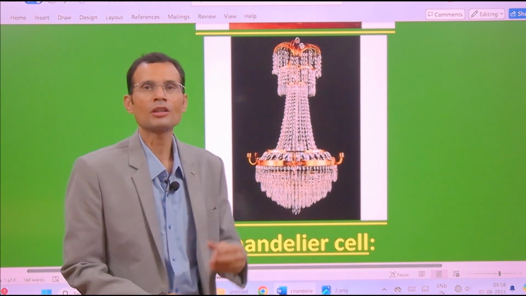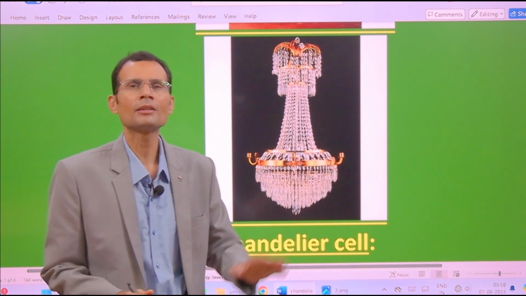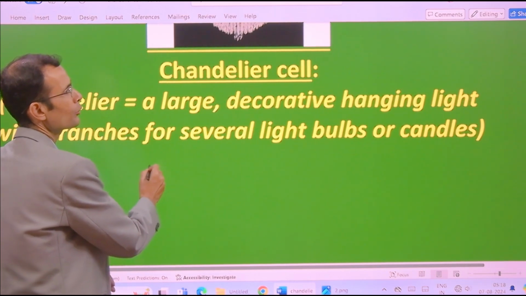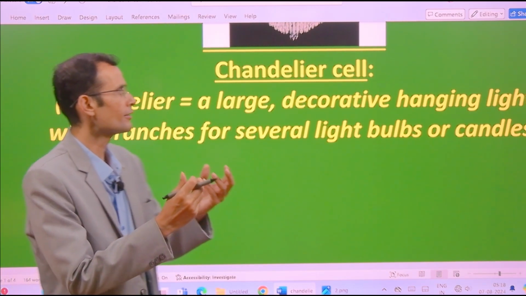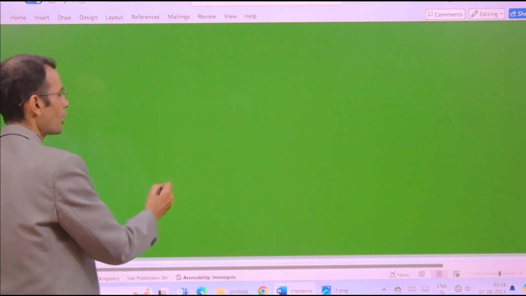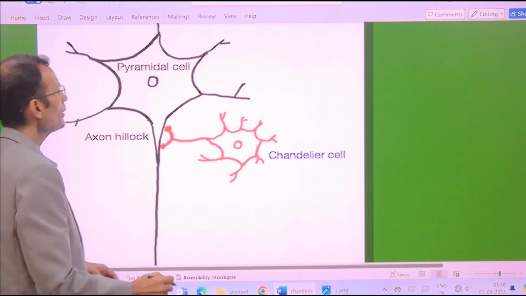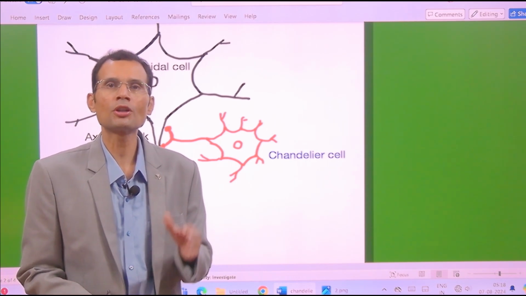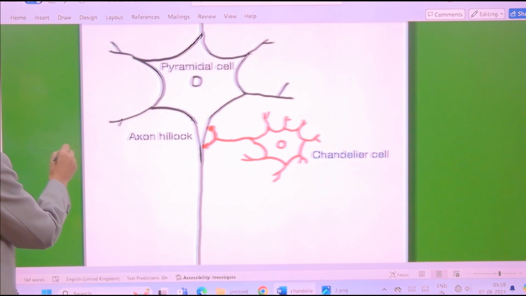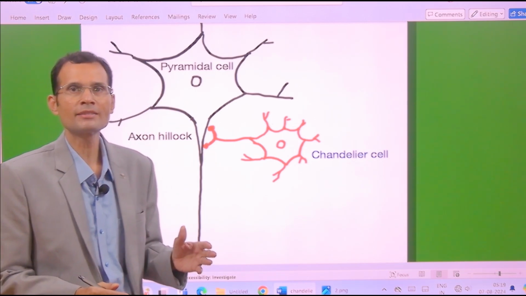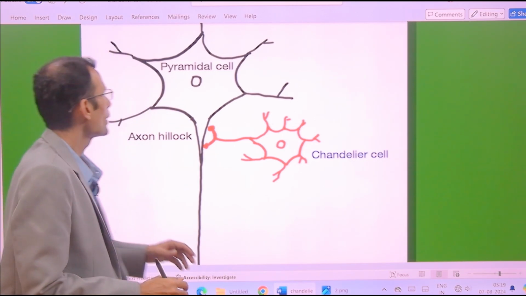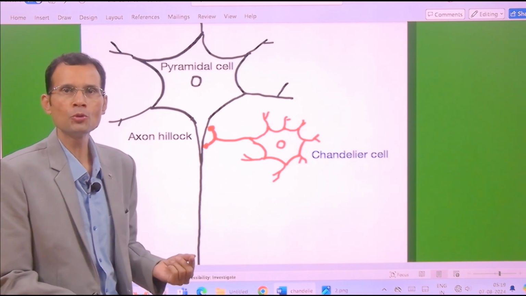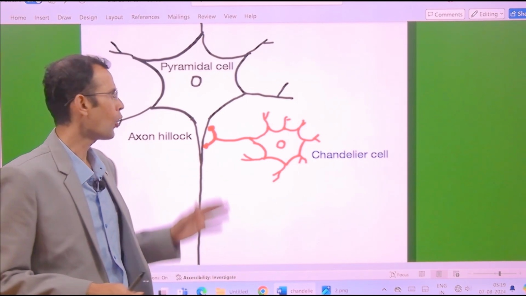This is how it appears, or the chandelier has different forms, but basically, a chandelier is a large decorative hanging light with branches for several light bulbs or candles. Now this is a nerve cell, and it is exclusively present in the neocortex, particularly in the motor cortex. You can see here that there is a giant Betz cell or pyramidal cell in the motor cortex, and this is the cell body, this is the axon, and the starting point, as you know, is called the axon hillock or initial segment.